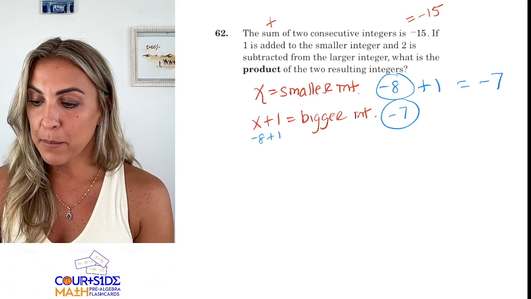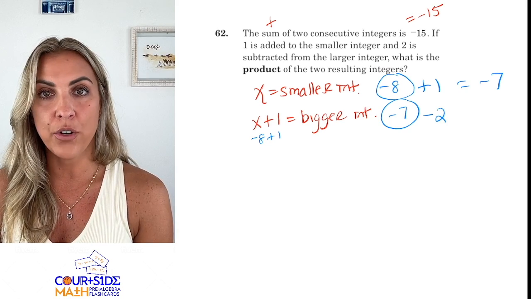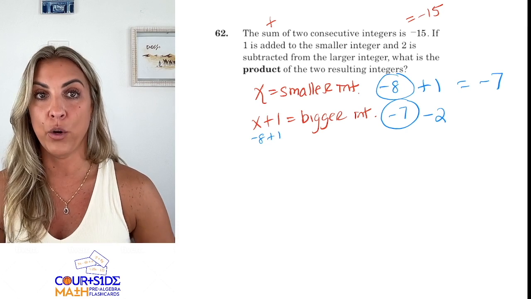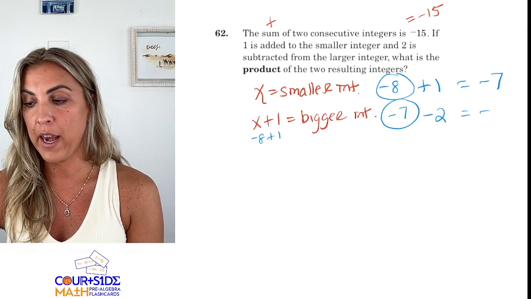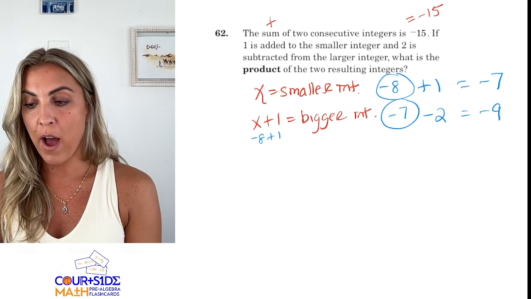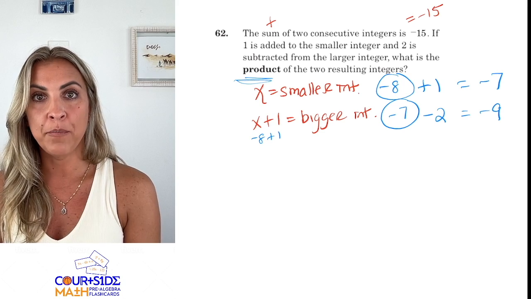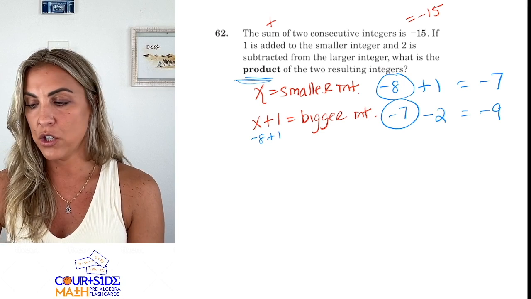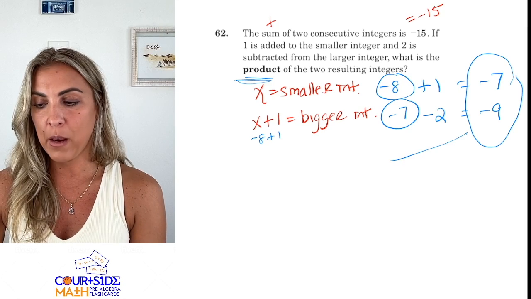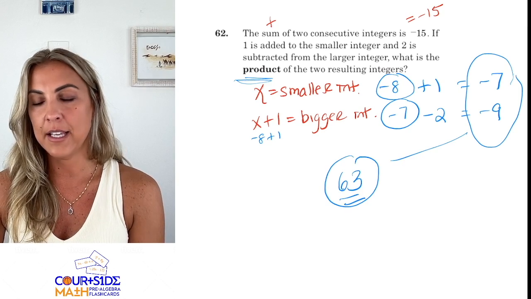And 2 is subtracted from the larger integer. So they want me to take 2 away from the negative 7, because that's the bigger one out of those 2. And if I do that, I get negative 9. Then it's asking me, what is the product, meaning multiplication, of the two resulting integers? So here's my two resulting integers. They want the product of that, and when I multiply those, I get 63.